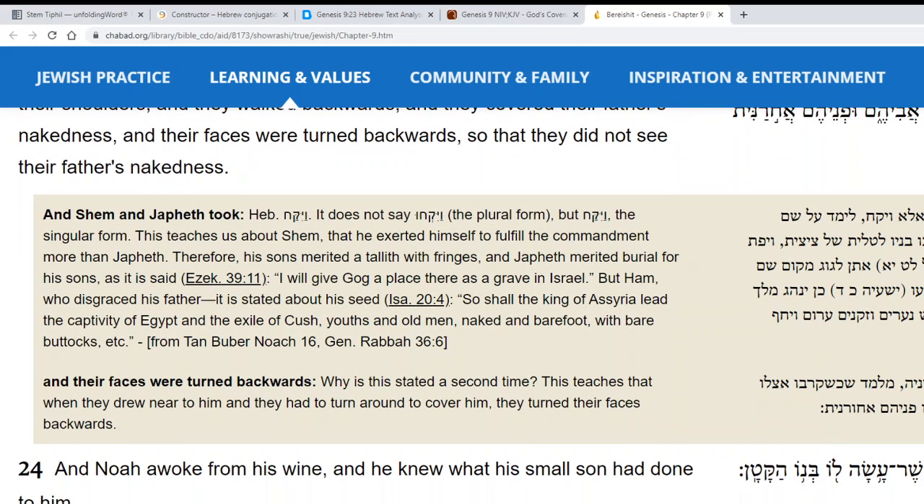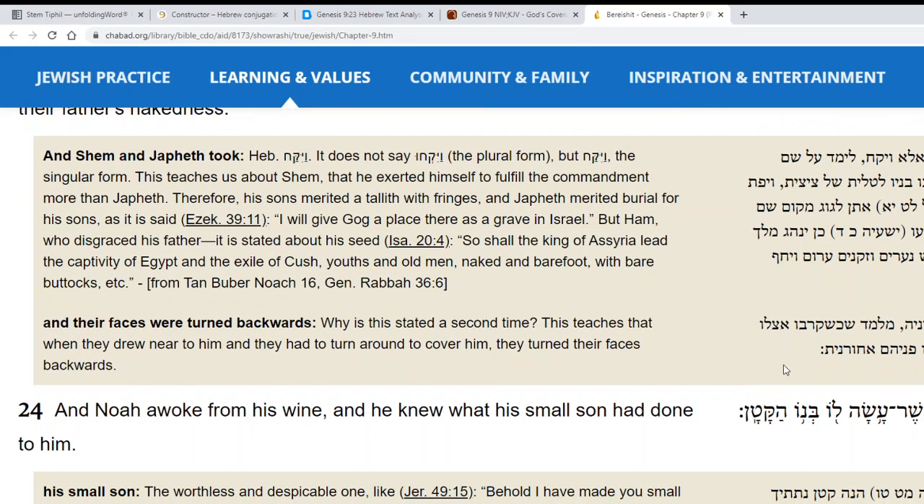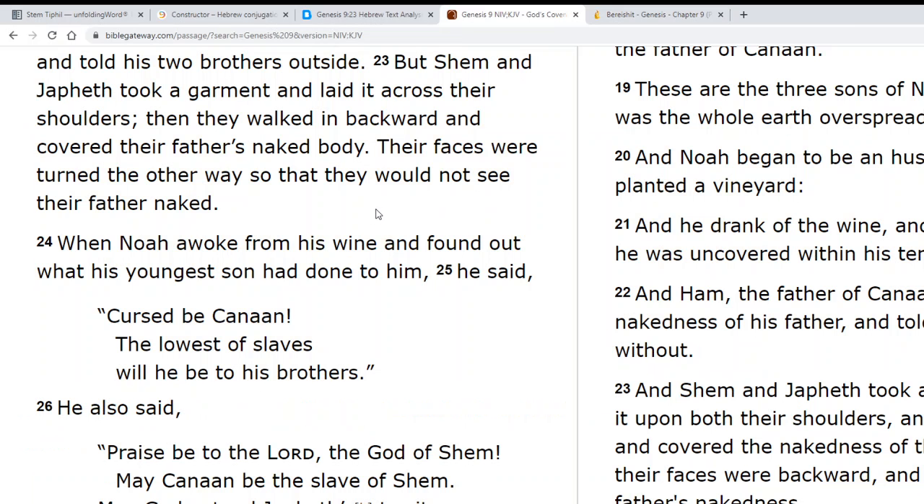Acharonit, right? So why is it saying ufneema? Why is it saying it twice? Why does it say this? It teaches that when they drew near to him and they had to turn around to cover him, they turned their faces backwards anyway, right? So they were very careful. Even though when they had to turn to cover him, they had to turn towards him, their faces were still the other way. Okay.